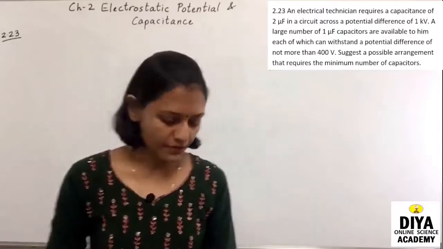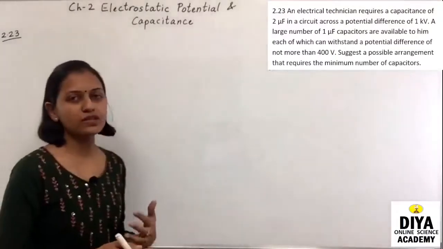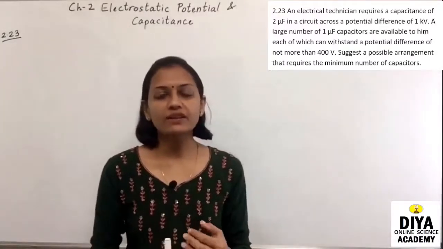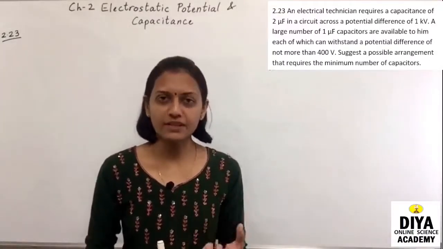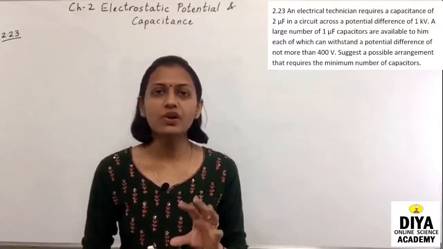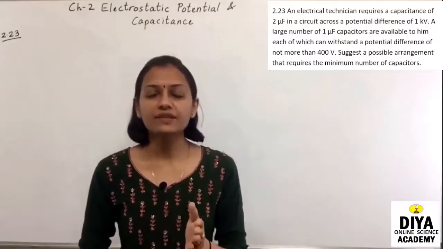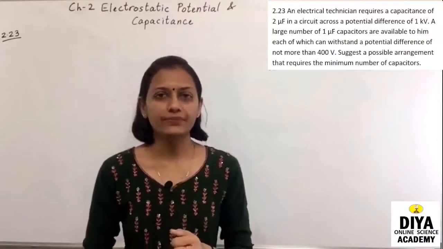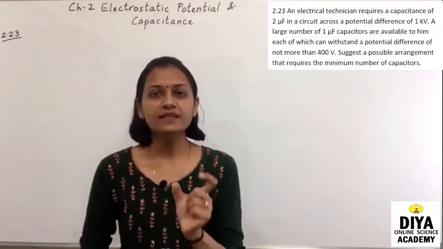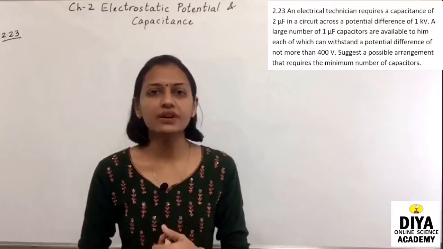So n number of capacitors are available with the technician, and he has to arrange those capacitors in such a manner that he will require the minimum number of capacitors, and from the series and parallel combination of those capacitors, ultimately he will get the equivalent capacitance as 2 microfarad. Each and every individual capacitor has a limitation for bearing the potential, that is given as 400 volt.